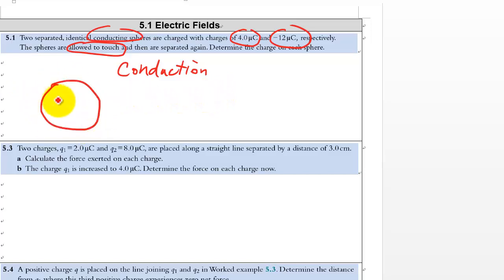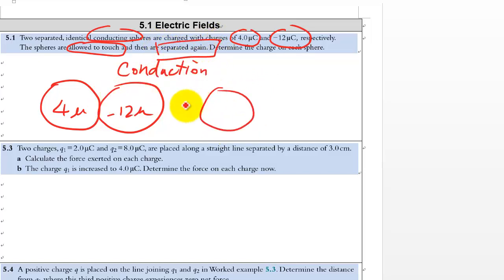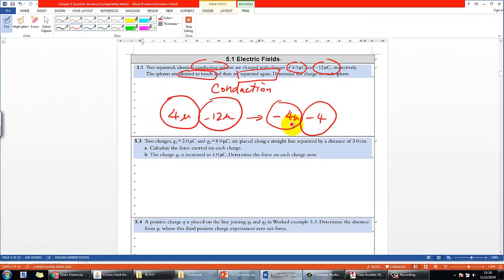So basically what you have is 4 mu and then another one that is negative 12 mu. Before they separate, they would become neutralized for some of the charges. So you know that 4 minus 12 actually makes negative 8. So each of them should have negative 4 as they spread out by themselves. Each of them will have negative 4 mu, and I would say the answer is negative 4 mu Coulomb. Alright, this is the unit.